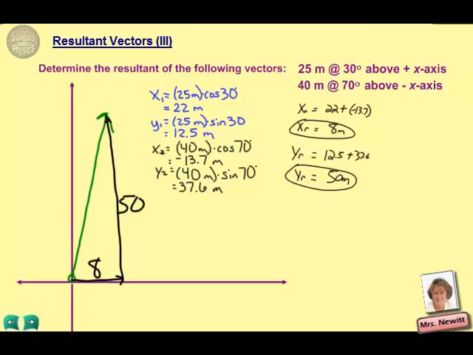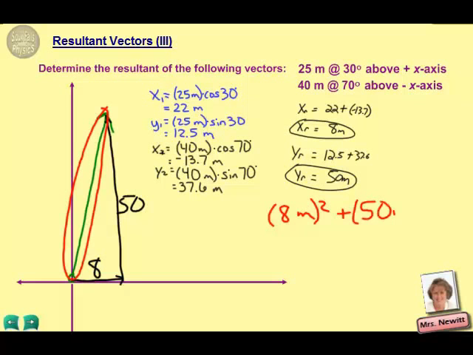Once we now have these amounts for our resultant, we have the x amount of 8, the y amount of 50, now we're ready to actually find the magnitude of the resultant itself. At this point we'd use the Pythagorean theorem, x squared plus y squared, and in this case we have 8 meters and 50 meters. And if we look at that and we take the square root, we end up with an amount of 51 meters for our resultant.